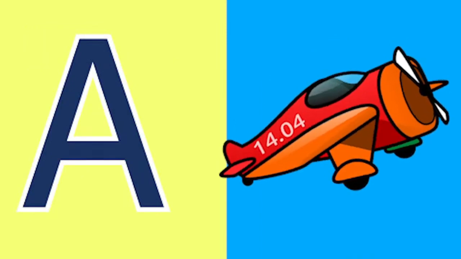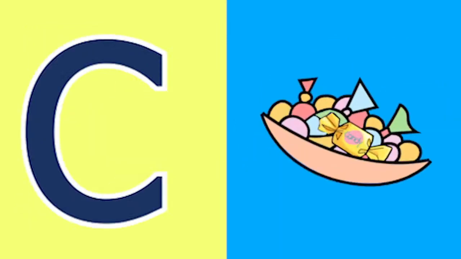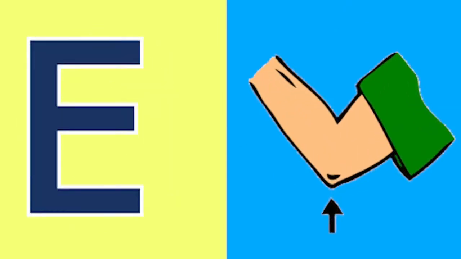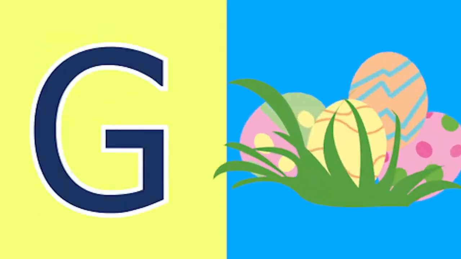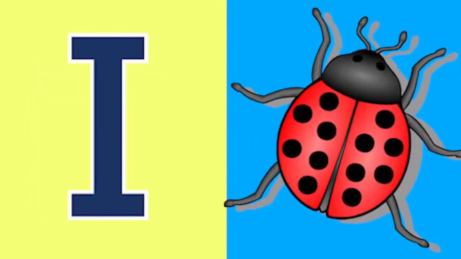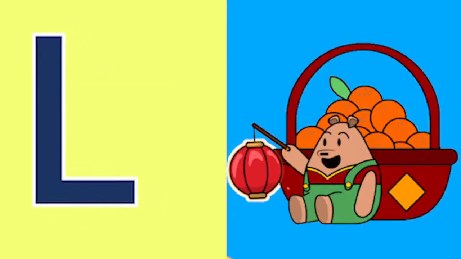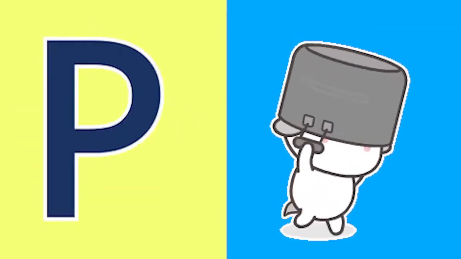A for aeroplane, B for boat. C for candy, D for doll. E for elbow, F for foot. G for glass and H for horn. I for insect, J for jam. K for kiwi, L for lamb. M for mud and N for nose. O for ox and P for pan.